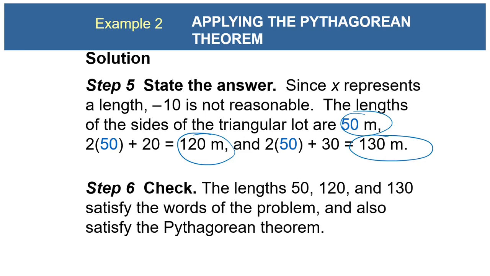In step 6, let's check our work. The lengths 50, 120, and 130 satisfy the words of the problem, and also satisfy the Pythagorean theorem. You could double check that 50 squared plus 120 squared is indeed 130 squared, so it checks out. We know we did this problem right.